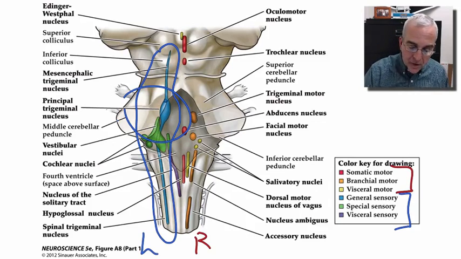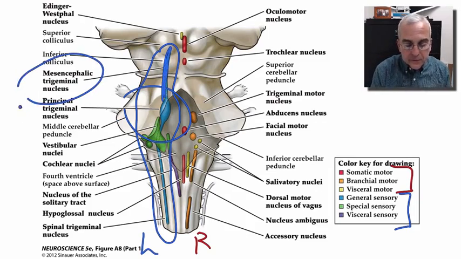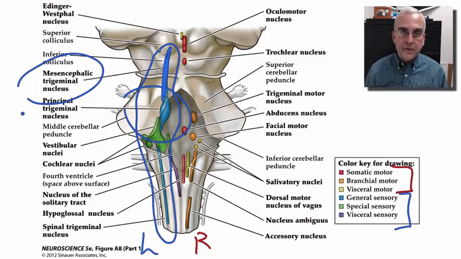For example, this long pointy region in the superior direction, that's the mesencephalic trigeminal nucleus. There we find cells that are sensitive to the stretch in our jaw muscles and in our temporomandibular joint. So you can imagine that must be very important in helping to govern chewing behavior.